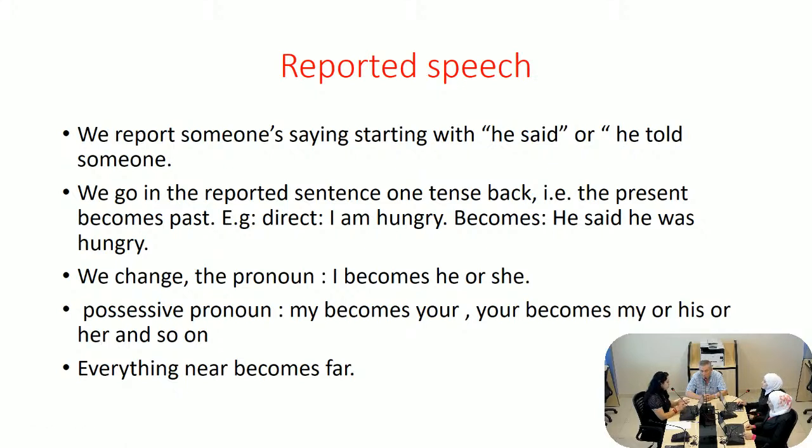The third point is with time references. Everything near comes far. Like now becomes then. Today, that day. Yesterday, the day before. Well, I want to add something not written here. I becomes he or she, but if the real sentence was he or she, they don't change. They don't change it. Next slide, Ms. Ghina, please.